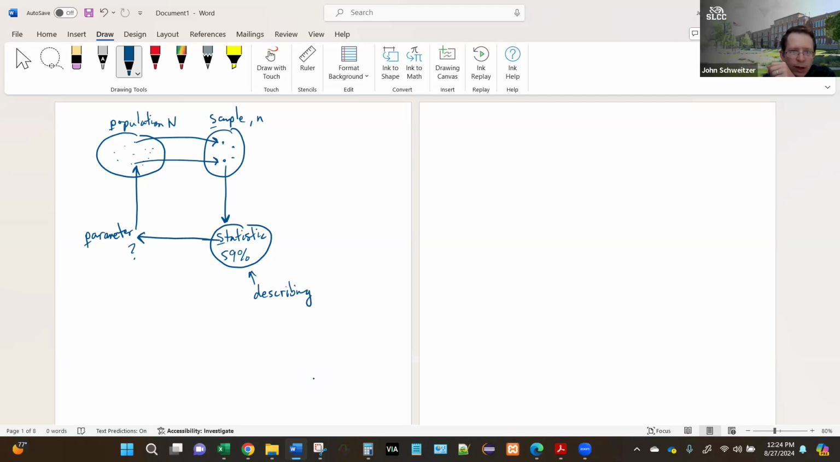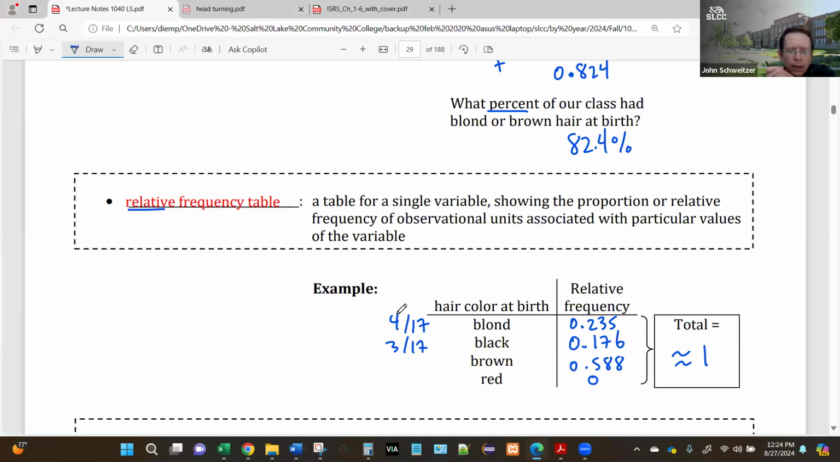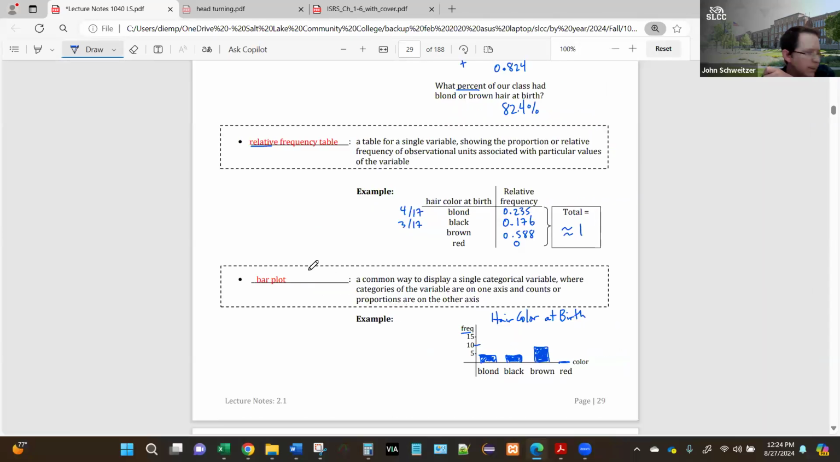But this step over here, where we go from a statistic to make a statement about a parameter, is called inferential statistics. Okay, so we're going to make an inference about the whole population using our sample. That process is called inference, and that's what we're going to begin here in chapter 2, in section 2.2. It's definitely more complicated than descriptive statistics, so it takes more time to talk about it.